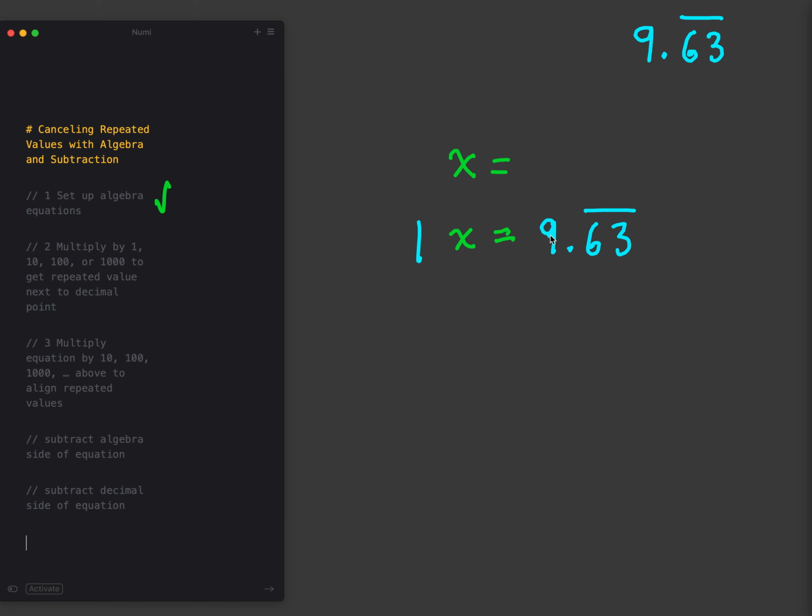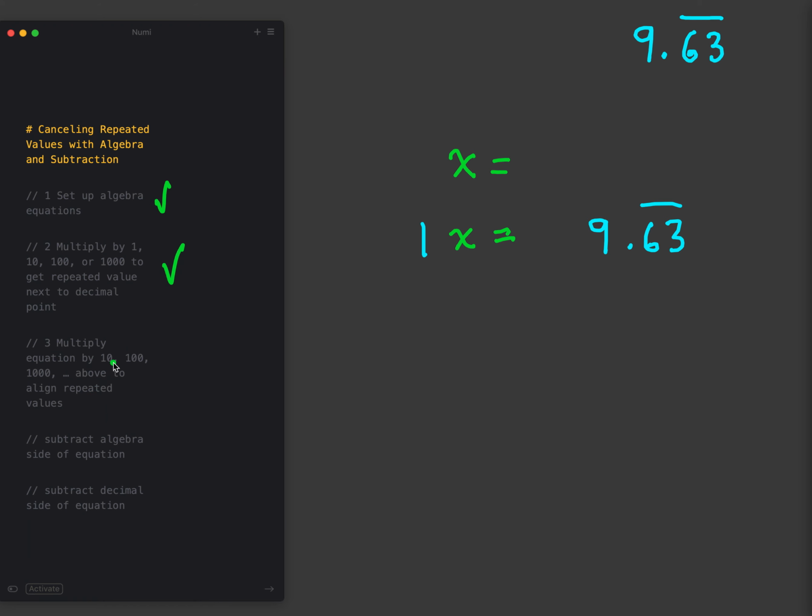All right, now I want to give myself a little bit more space. You'll see why in a minute. So I'm going to put 9.63 with a little gap here, and I'll explain why in a minute. All right, so we have done this step here. Now the next step, it says multiply the equation by 10, 100, 1000, etc. above to align the repeated values.